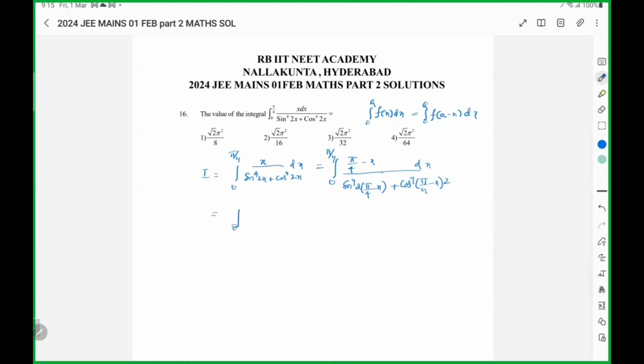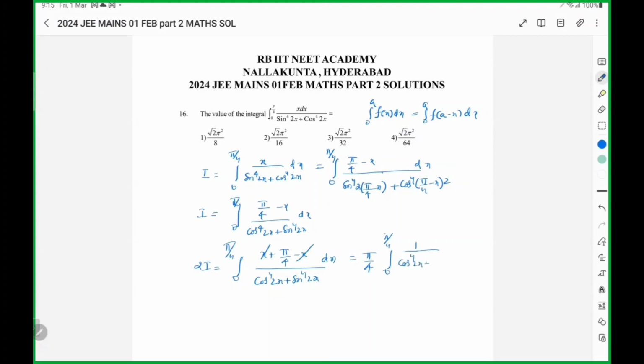So which is from 0 to pi by 4. Here it is sin(90 minus 2x), that is cos power 4 2x, plus sin power 4 2x dx. So adding these two integrals, x plus (pi by 4 minus x) by cos power 4 2x plus sin power 4 2x dx, which is pi by 4 times the integral of 1 by cos power 4 2x plus sin power 4 2x dx.